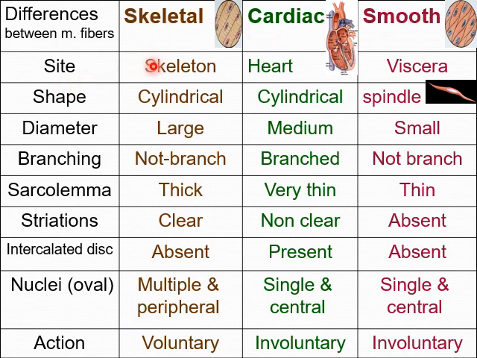First, the site: the skeletal muscle is attached to the skeleton, while the cardiac is present in the heart, and smooth muscle is present in the viscera. Both the skeletal and the cardiac are cylindrical in shape, while the smooth is spindle. The skeletal is large in size, the cardiac medium, while the smooth is small. The skeletal muscle is non-branching, as well as the smooth, while the cardiac is branching. The thinnest sarcolemma is for the cardiac muscle, then the smooth, and the thickest is the skeletal.